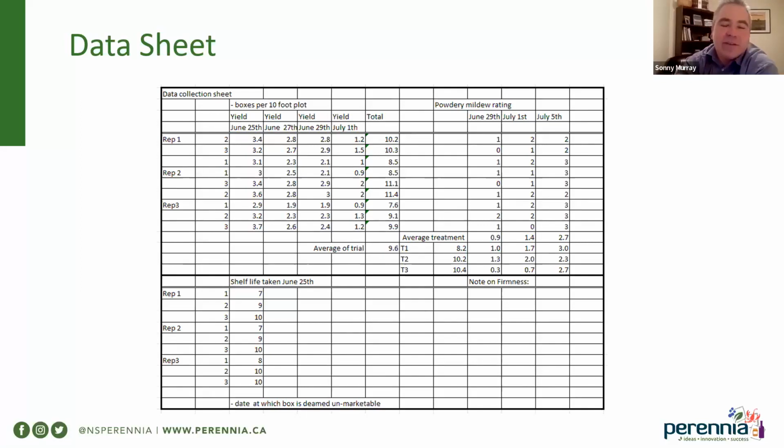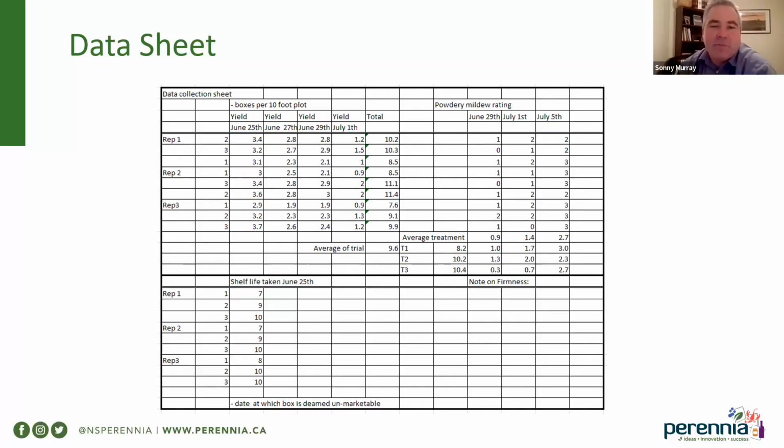So again, this is a fictitious trial, so this data is all made up. But it also helps that as I'm filling out the sheet, the things are adding up for me, and right away I can have the average for the treatment. I can have the average plot yield for the trial, and I can see, is this data making sense as we go, and maybe I can pick up some mistakes and correct them along the way.